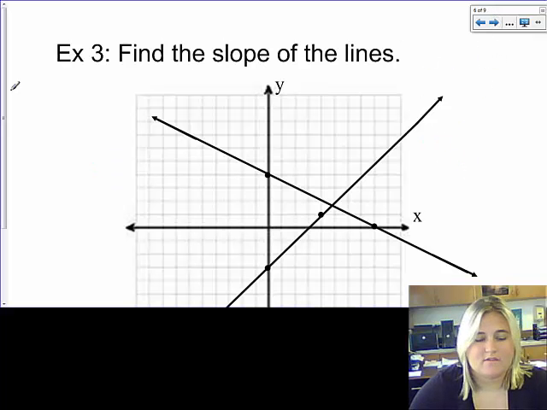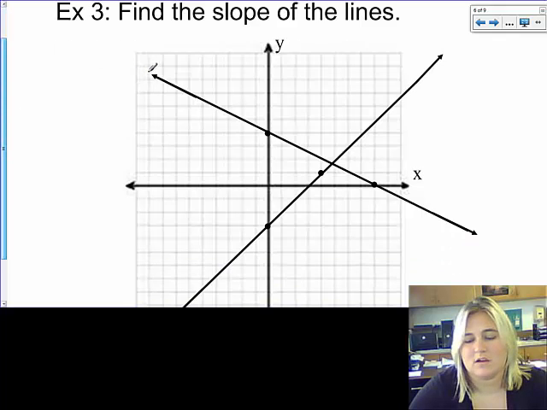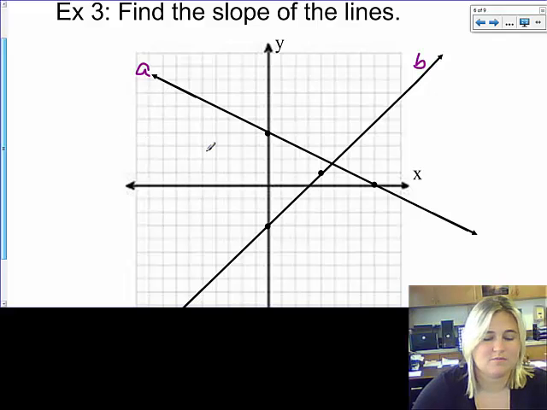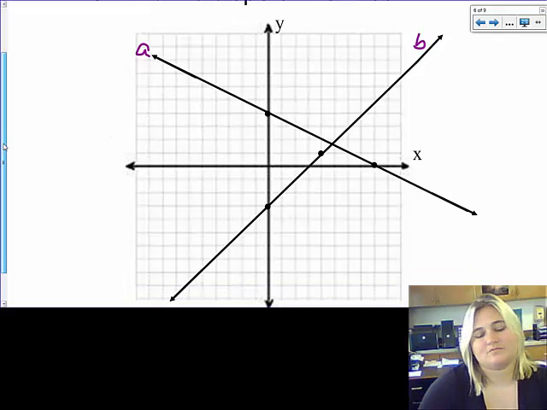It wants us to find the slope of these lines. I have line A and line B. I'm going to help you find the slope of line A, and I want you to do the slope of line B on your own.